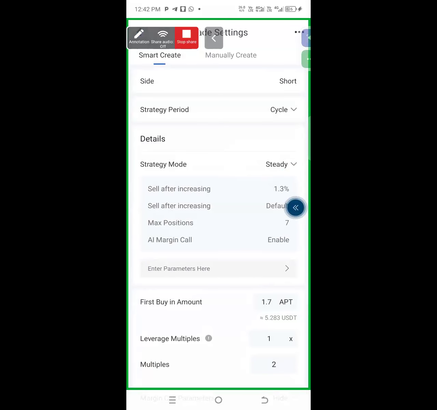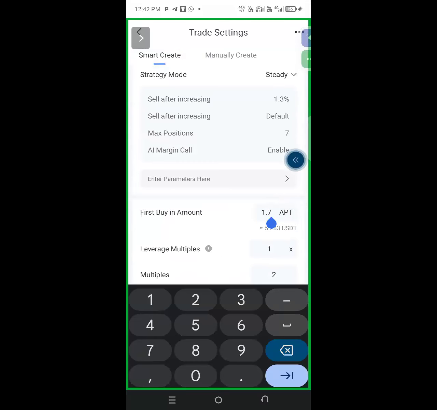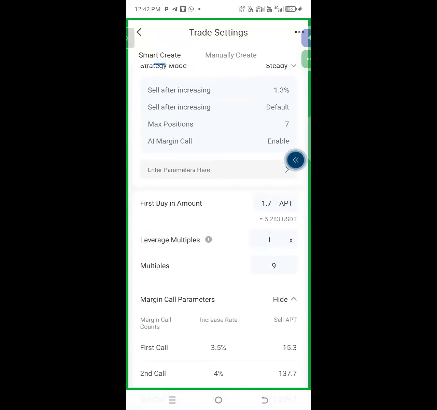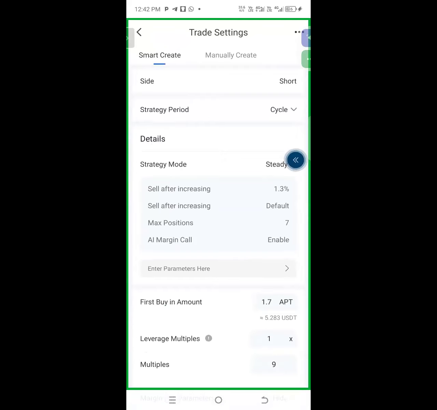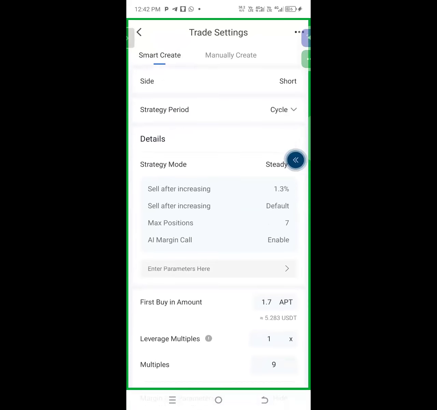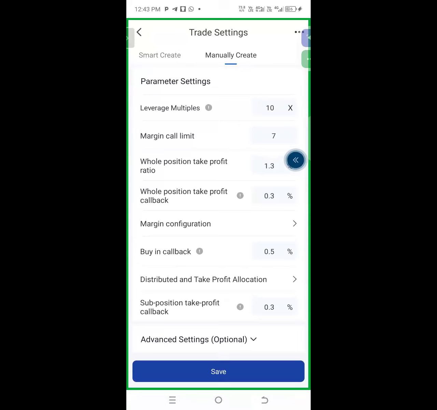If not, the smart create is the default setup of the bot, and the only thing you can change is your value, your entry price, and then your leverage. That is the only thing you can change, as well as the multiples at which you want to buy. That is the idea. So the smart create is something simple. That is a default setup of the bot. That is how the bot has been configured to suit your trade. All right. So always prefer the manually create. Come here, do your own setup, and then find your way out.